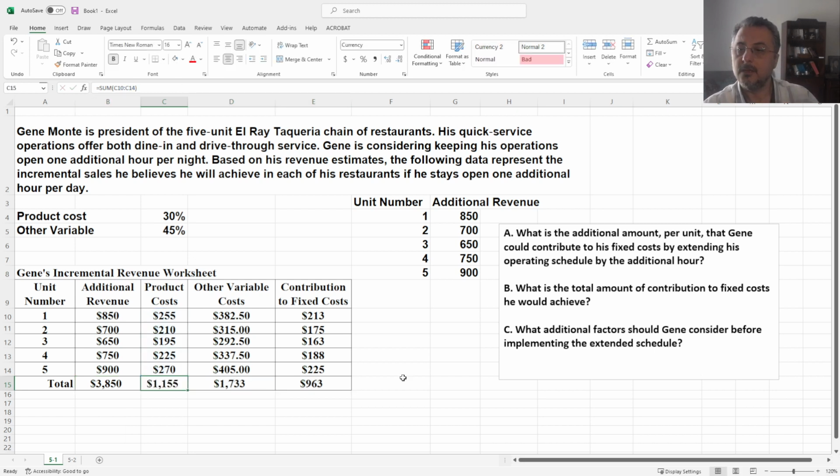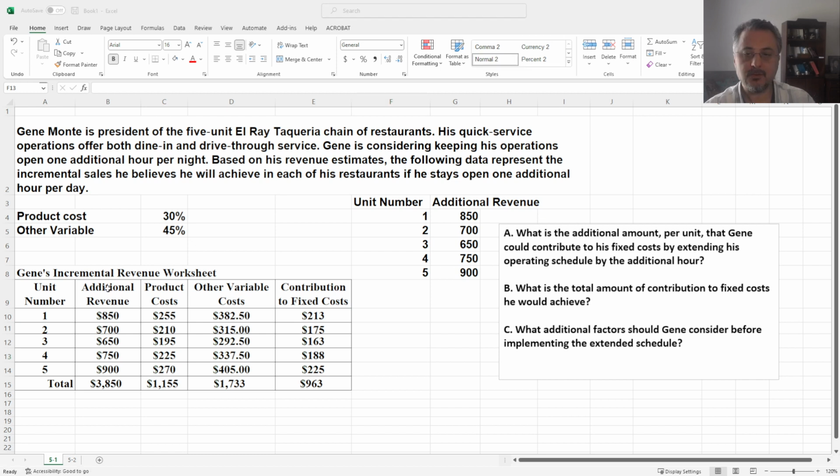Now, the first question is what is the additional amount per unit, which is calculated here in the first 5 lines, and the total amount of contribution to fixed cost, which is basically the total of contributions. And now, what additional factors should Gene consider?